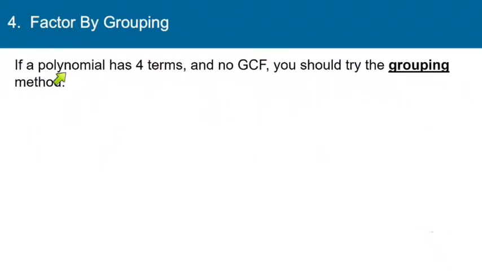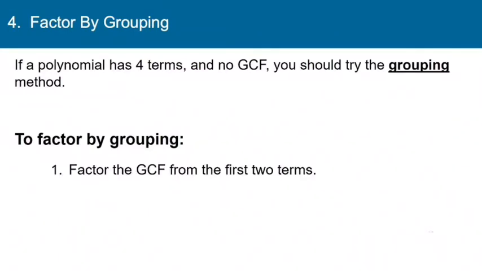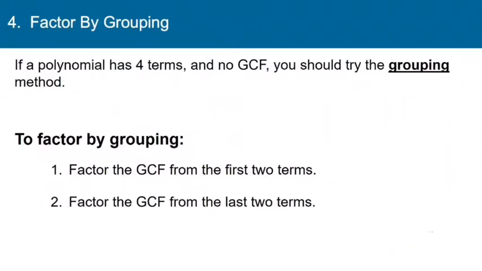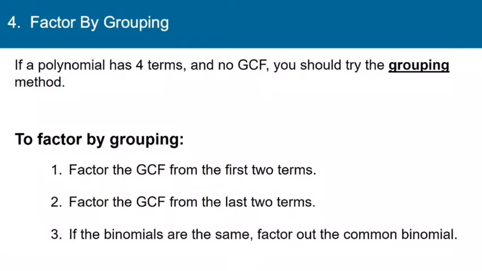Now that we know how to factor out a common binomial, we're ready to talk about the grouping method. So if a polynomial has 4 terms and no GCF, that's a good time to try the grouping method. To factor by grouping, these are your steps. First, factor the GCF from the first 2 terms, then factor the GCF from the last 2 terms, and then if the binomials are the same, factor out the common binomial. This step 3 is what we were just doing on the last couple of slides.